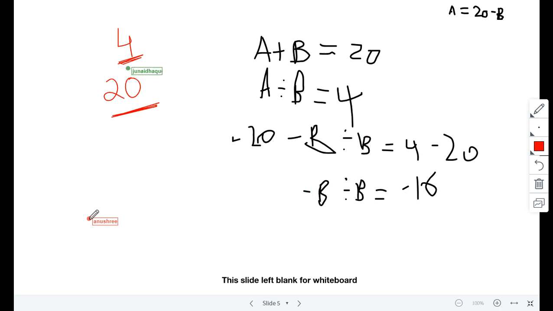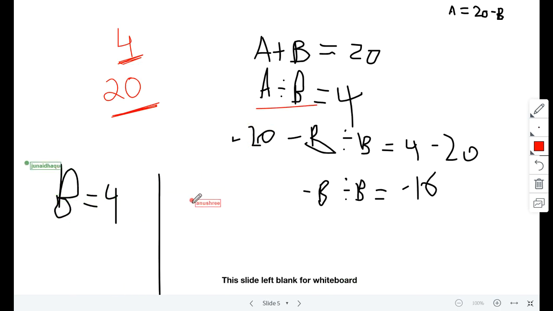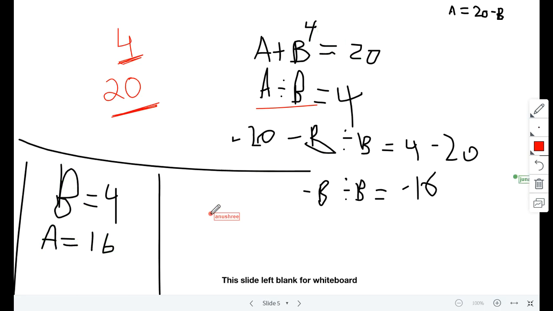Now the answer might be 4, because 4 times 4 is 16. So is B equal to 4? We start with A divided by B. If B is 4, then 4 goes here, so that's 16. So A equals 16. Yes, that's correct. Your answer is correct.